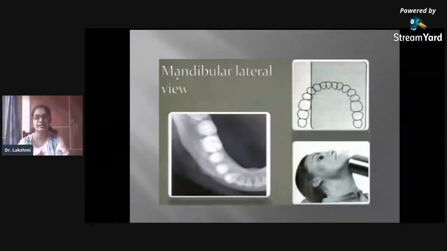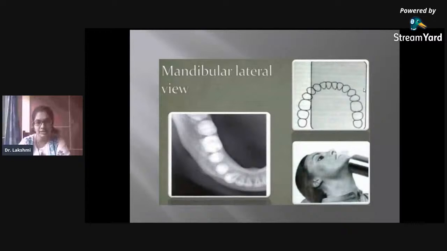Can you see this position? If this is the arch, for a mandibular lateral view, it is positioned in this way. So the image formed is like this, and this is the point of entry of the central ray. Not exactly at the chin and a little away from the midline, that is 3 centimeters lateral. This is how a mandibular lateral view looks.